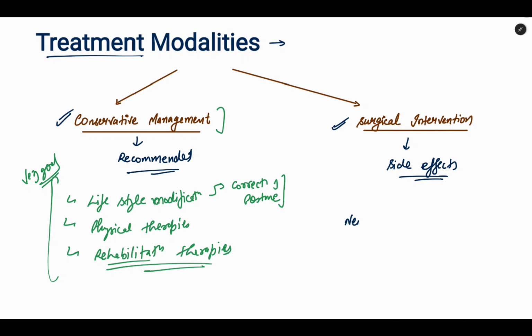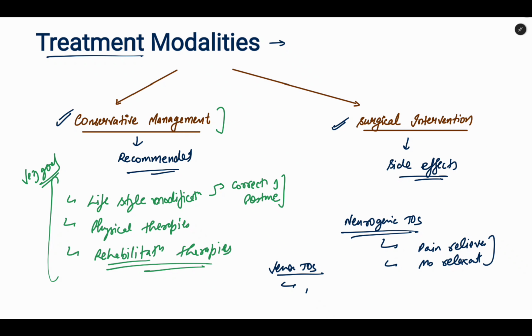Specifically in the case of neurogenic TOS, for relieving the patient from the pain and other side effects, we can provide pain relievers and also muscle relaxants. These are quite useful. And in venous TOS, we can give the patient anticoagulants and clot dissolvers due to the formation of clots in the upper extremity caused by the obstruction or compression of the subclavian vein. Clot dissolvers we can give to relieve the patient from the symptoms. So this is all about thoracic outlet syndrome.